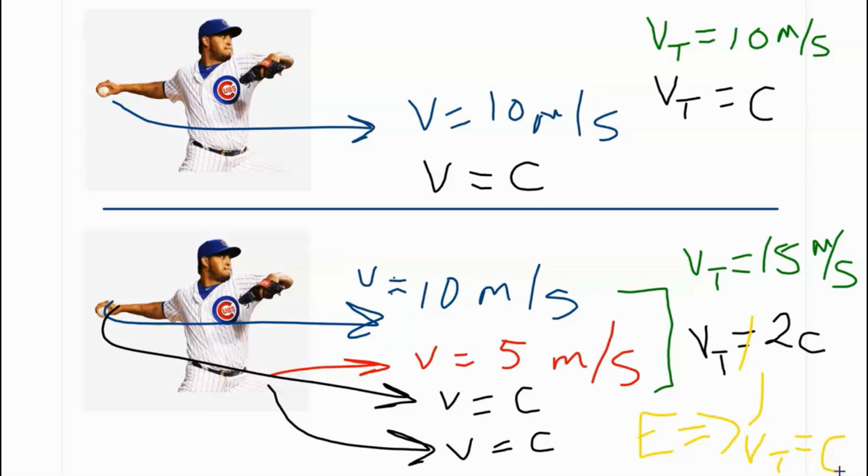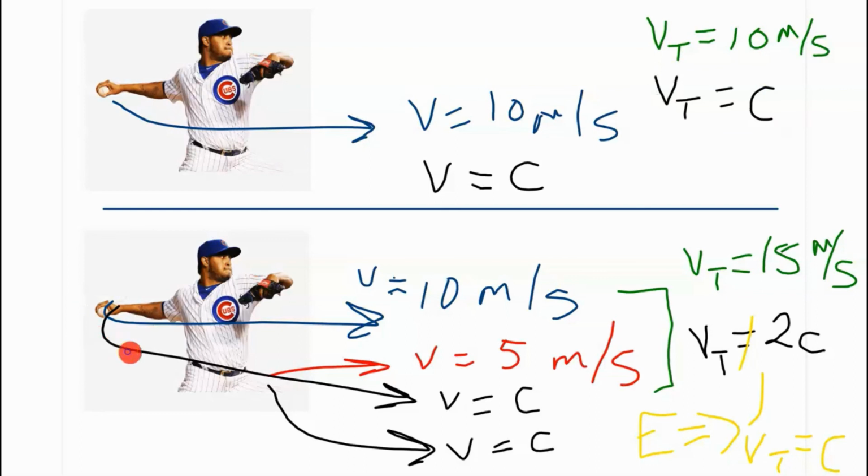From the top to highlight. The most typical way, if we say this ball is moving at 10 meters per second, we say the ball has a total velocity of 10 meters per second. If we throw the ball at 10 meters per second while moving at 5 meters per second, the total velocity is 15 meters per second. If we switch it up to light, we throw the ball at a speed close to the speed of light, the total velocity is c.